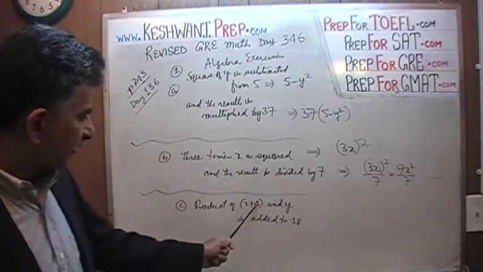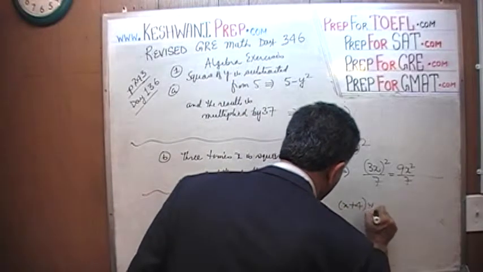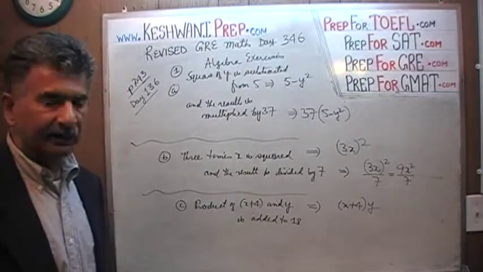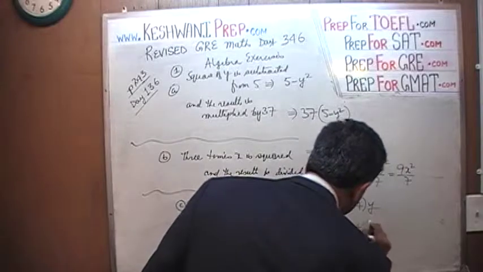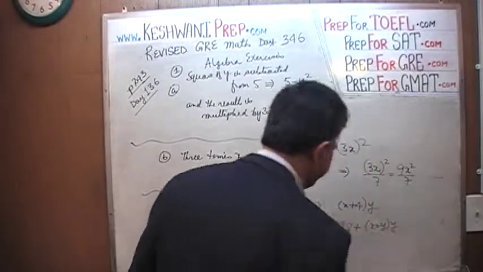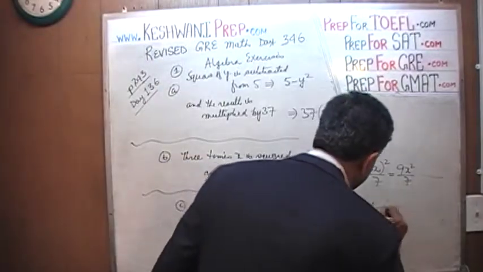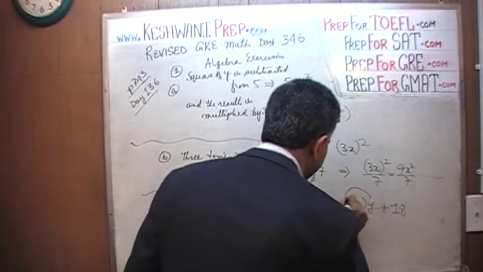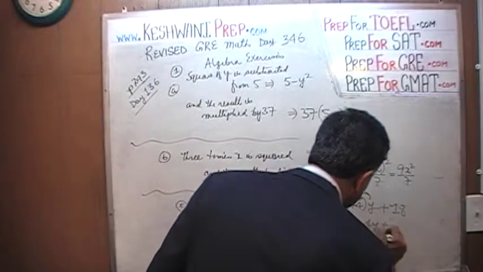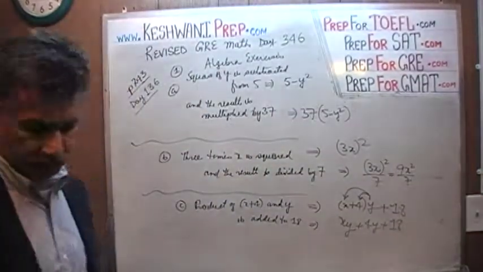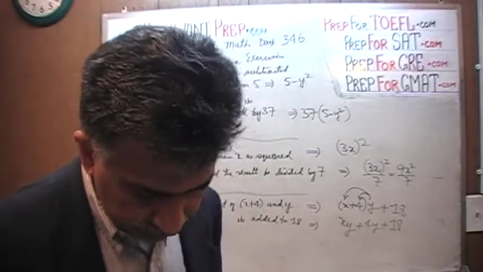Last one: the product of x plus 4 and y is added to 18. So that implies that we have 18 plus x plus 4 times y. Again, we can leave it like this, or we can simplify it a little bit. We get x times y, and y times 4, plus 18. That's all there is. 18 plus xy plus 4y.